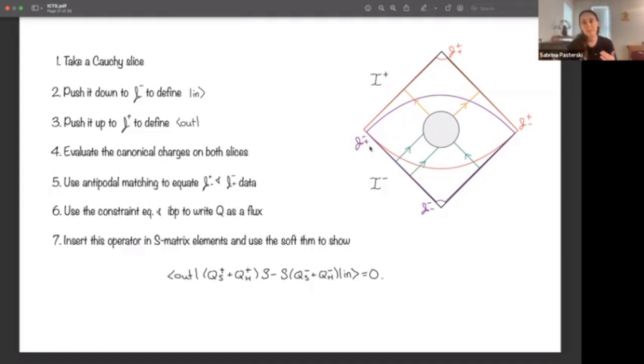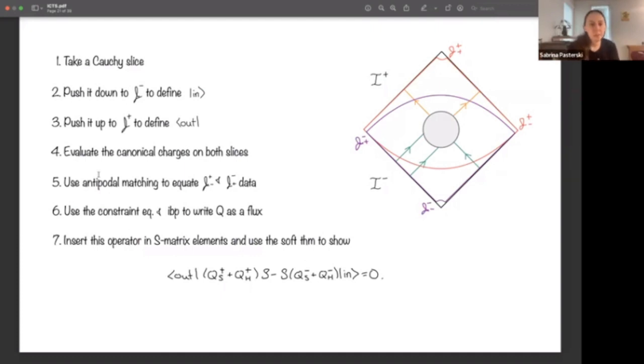So normally what happens is to show this Ward identity, you know that there is an asymptotic symmetry, but I want to make sure that I act on my in and my out states consistently. So I'm looking for this diagonal subgroup that basically is saying I did a transformation on both my in and my out states, and that should not do anything to the S matrix. It should just give me the same thing. So I take my Cauchy slice, I push it to the in state or the out state. I'm evaluating the canonical charges for those very early and late times.